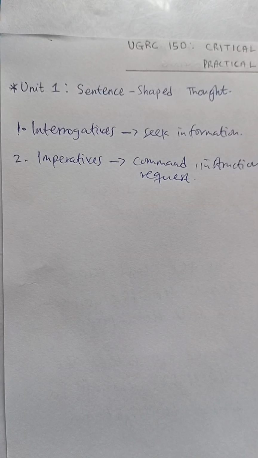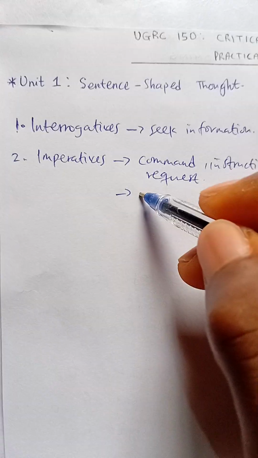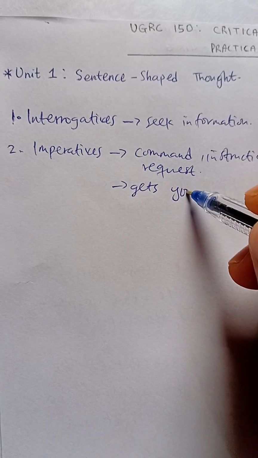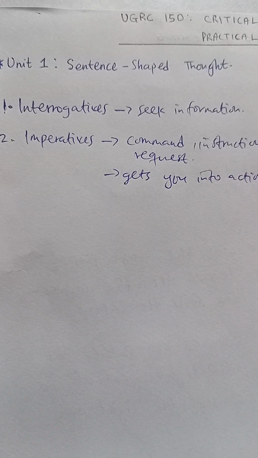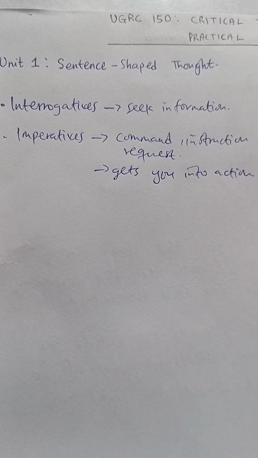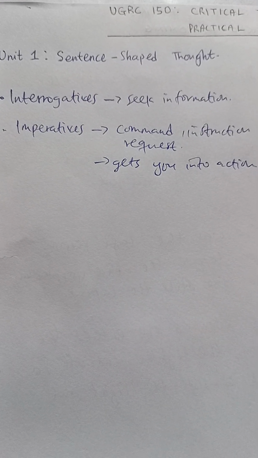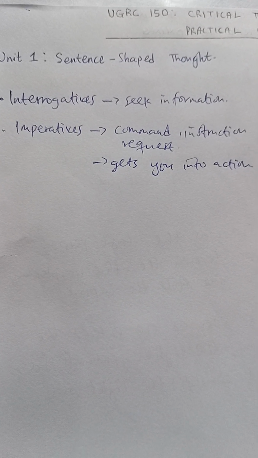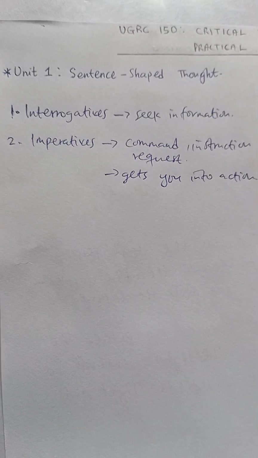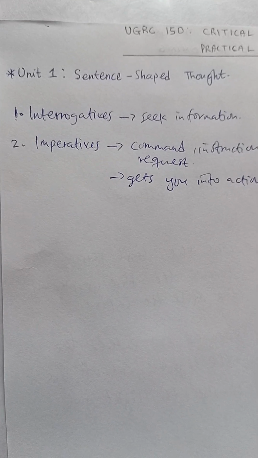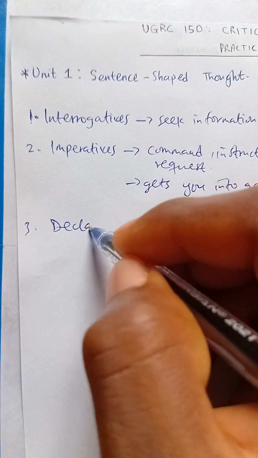This one gets you into action. If I say sit down, you sit down, you perform an action. If I say come closer, you move towards me. If I say switch off the TV, you take the remote and switch it off. So all that implies imperatives. Then the third one is declaratives.